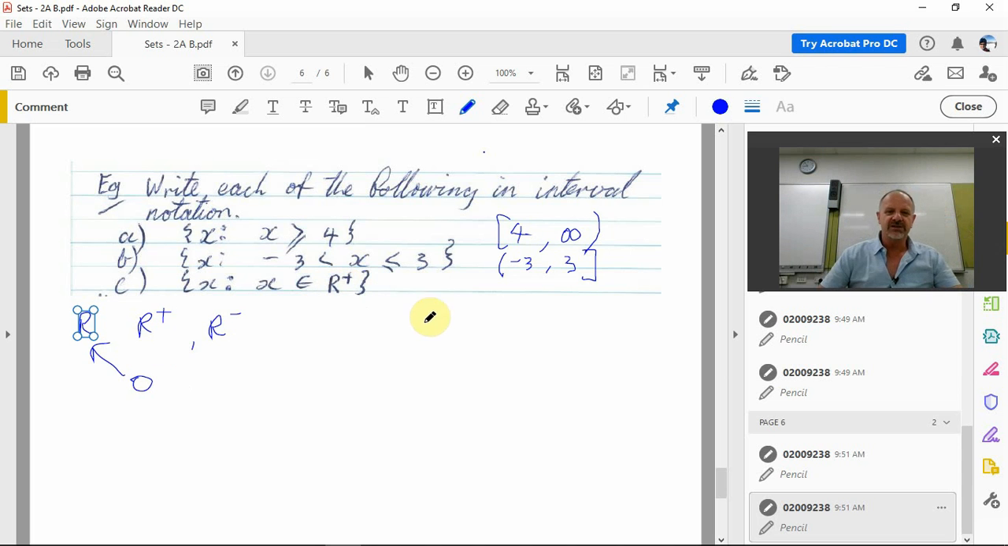So the real numbers: anything just a smidge bigger than 0 is a positive real number. So I can use 0, but then I can say it's not included. And where am I going to? Well, it's the positive ones, and they just get bigger and bigger and bigger. So again, they go to infinity, convention, curved bracket.